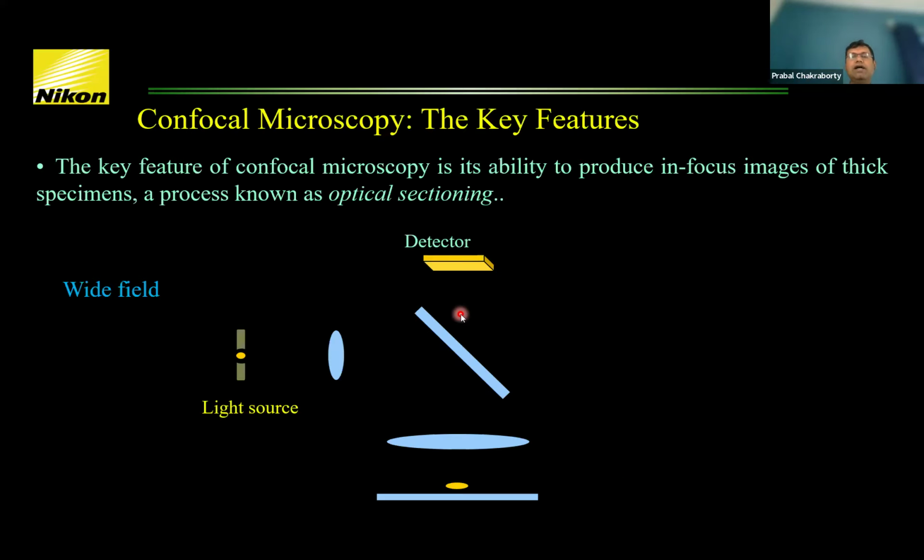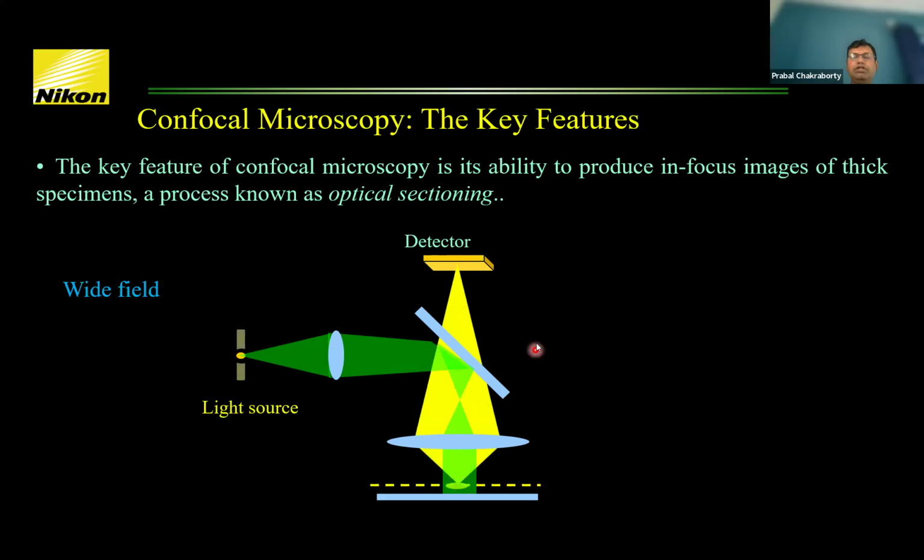Now the second part is that when we do wide field fluorescence, light goes to the dichroic mirror, it goes to the sample, and whatever emission is coming actually reaches the detector. Maybe this is a camera detector. This is the focal point where we focus the light. Now, ideally, only the emission signal from this focal point should reach the detector to get a properly focused image.